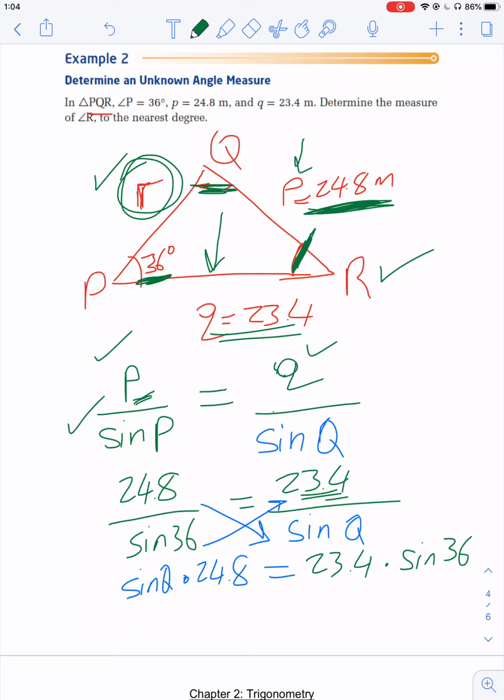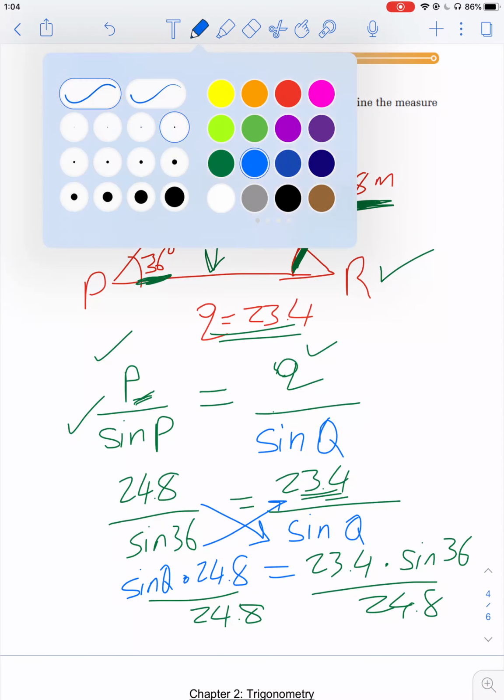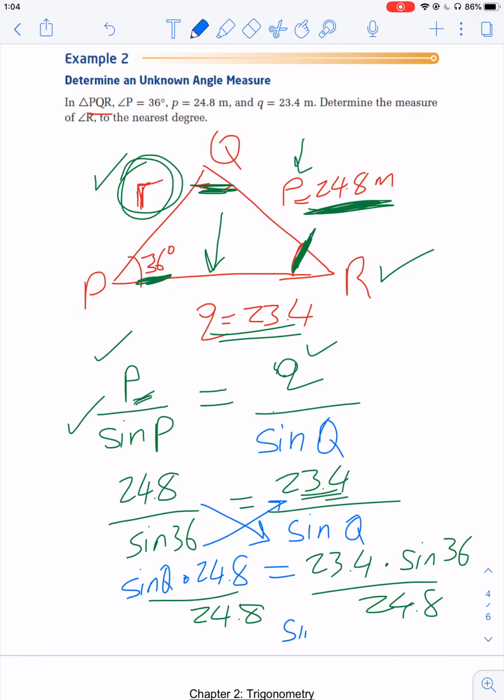So I'm going to divide by 24.8 on both sides. Then this will leave me with sine Q. So sine Q will equal, let's multiply this out, 23.4 times sine of 36, and then you divide that by 24.8. You're going to get, I'm just going to keep a lot of digits, 0.5546.